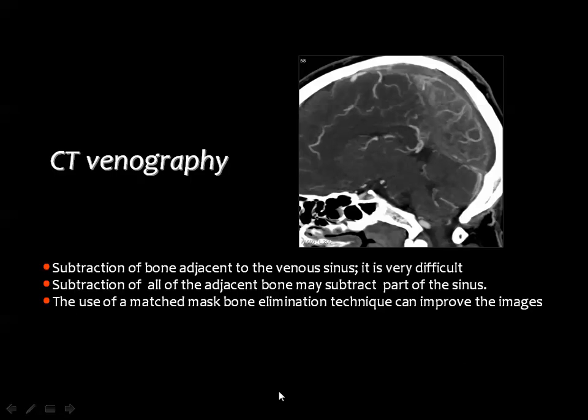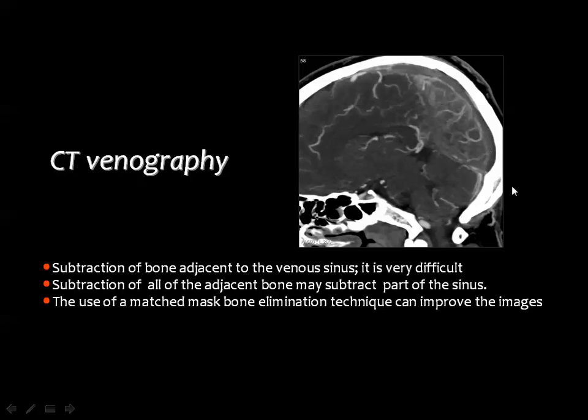And CT venography means that you inject contrast material the same way as doing CT angiography of the brain, but you image the venous system. Then if you look here in this sagittal image, this is the site of the superior sagittal sinus, which, if it is normal, will be homogeneously opacified by the injected contrast material. But being thrombosed, you see this very big filling defect within the sinus.